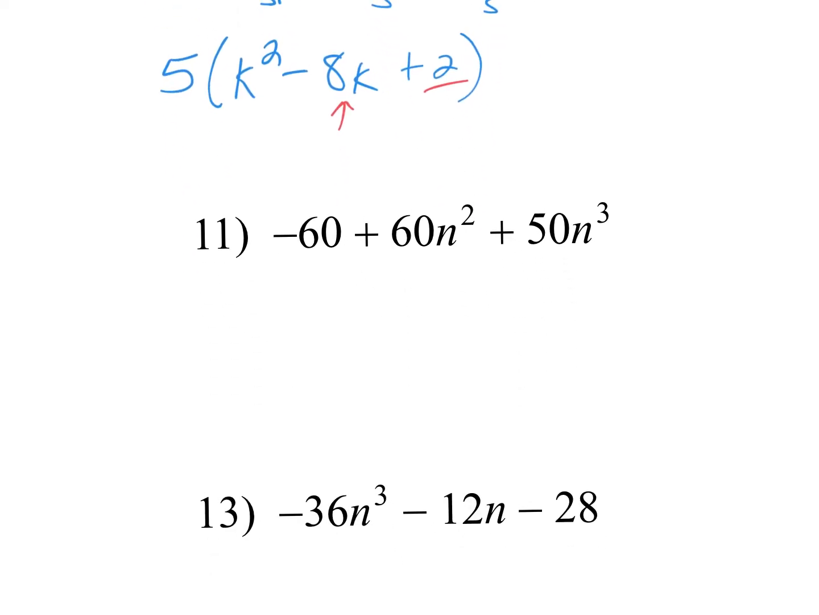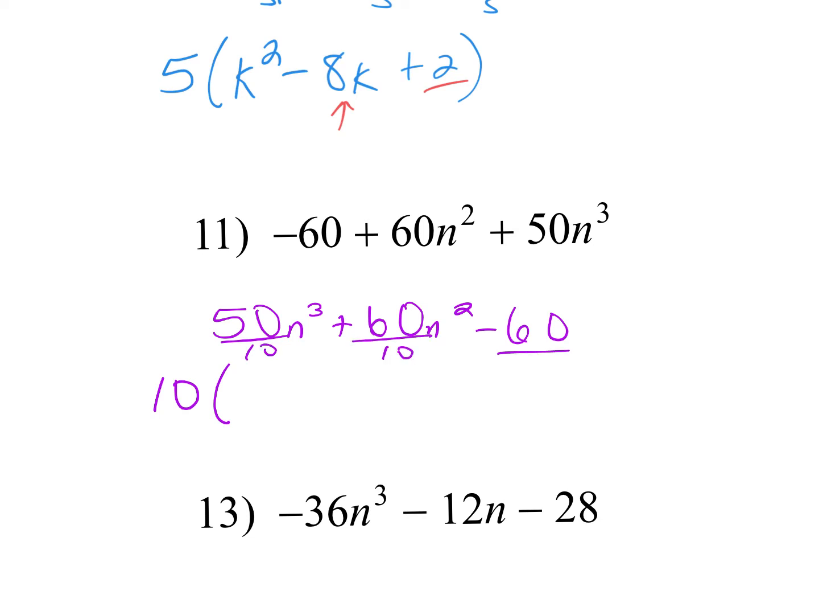Let's look at 11. What do you notice about 11? It does have a negative, good. But is it in standard form? Let's rewrite it in standard form first. So I have 50n cubed plus 60n squared minus 60. Now, is there a common number or letter that I can take out of here? What number? 10. Right? If I divide everything by 10, I'm left with 5n cubed plus what? 6n squared minus what? 6.